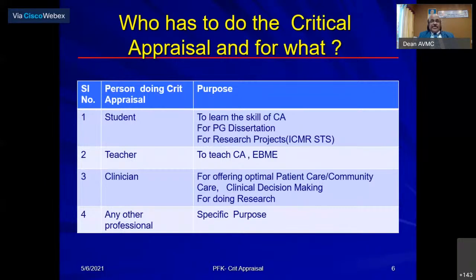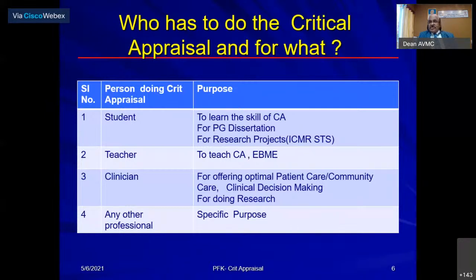A big review of literature section will be there. You need to appraise it and write the inference out of that. And the teacher will be to teach critical appraisal. If the teacher is very passionate about preaching evidence-based education, certainly he will have to do the critical appraisal of the educational research.